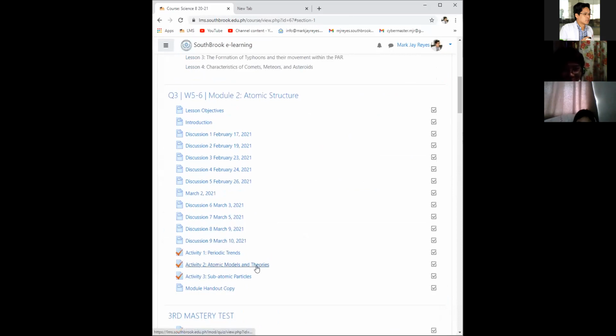What I want you to do now, grade 8, is do activity number 3, the subatomic particles. This is now your protons, neutrons, and electrons. You need to find the number of protons, neutrons, and electrons, at the same time the notation. How can we make that possible? So let's open activity number 3.